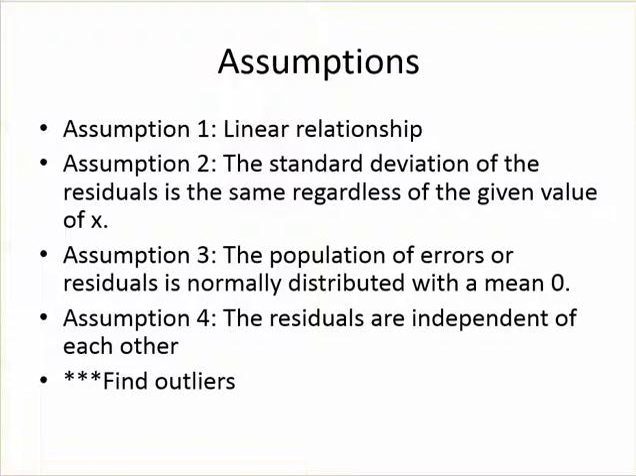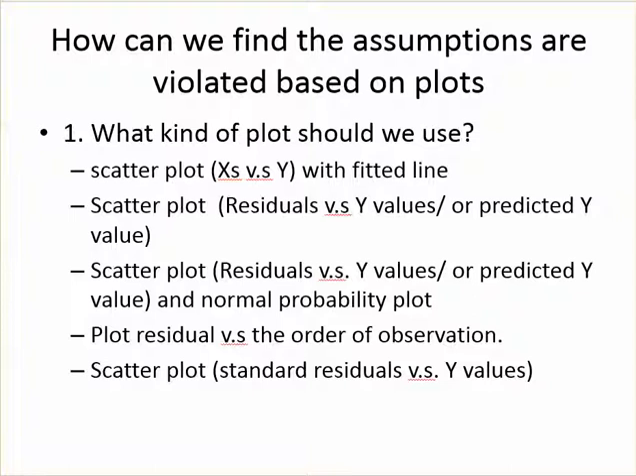First, let's look at what kind of graph we can use to test assumption 1, the linear relationship. For the first assumption, we will use a scatter plot, where the horizontal axis is x and the vertical axis is y. If we have 3 x variables in our model, we need to create 3 scatter plots with a fit line to see if each x has a linear relationship with y.